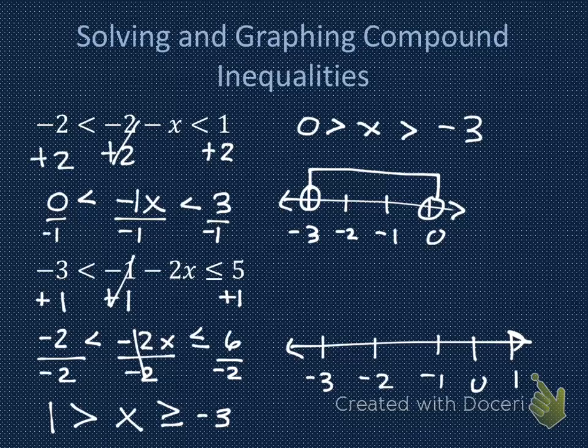So what type of circle am I going to have over -3? Closed. What type of circle do I have over 1? Open, and I just connect my dots.